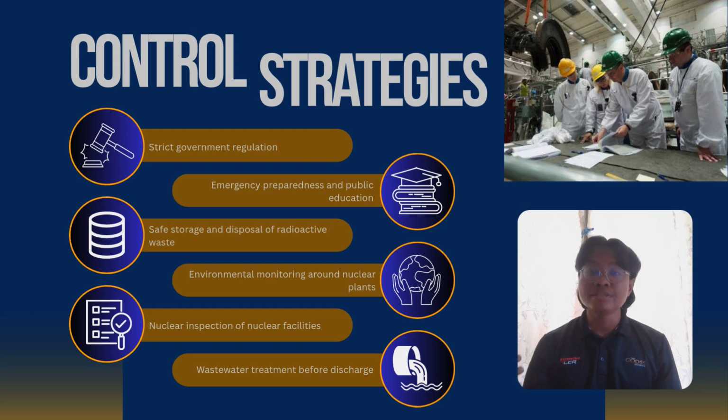The fourth strategy is environmental monitoring around the nuclear plants. Regular monitoring of air, water, and soil parameters can help in detecting any radiation leakage at an early level, and this can ensure that the radiation levels are maintained within the safe limits. The fifth strategy is regular inspection of nuclear facilities. Routine inspection and safety audits help ensure that nuclear facilities comply with regulations and maintain high safety standards.